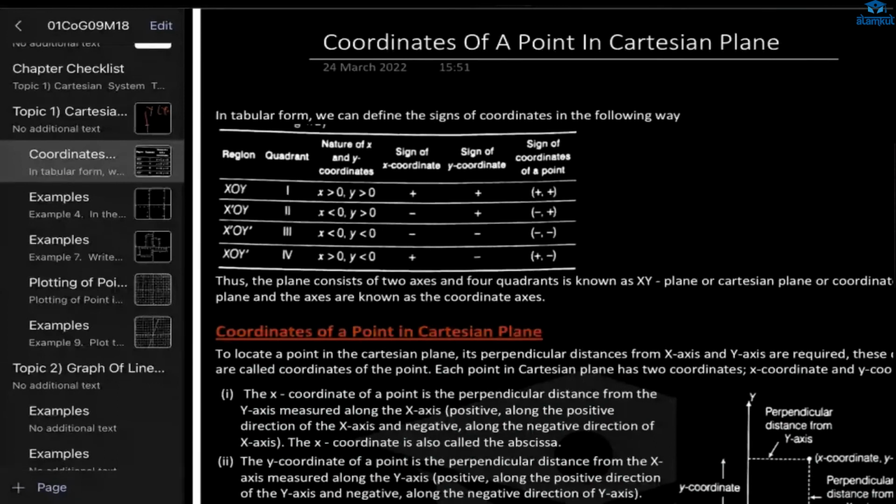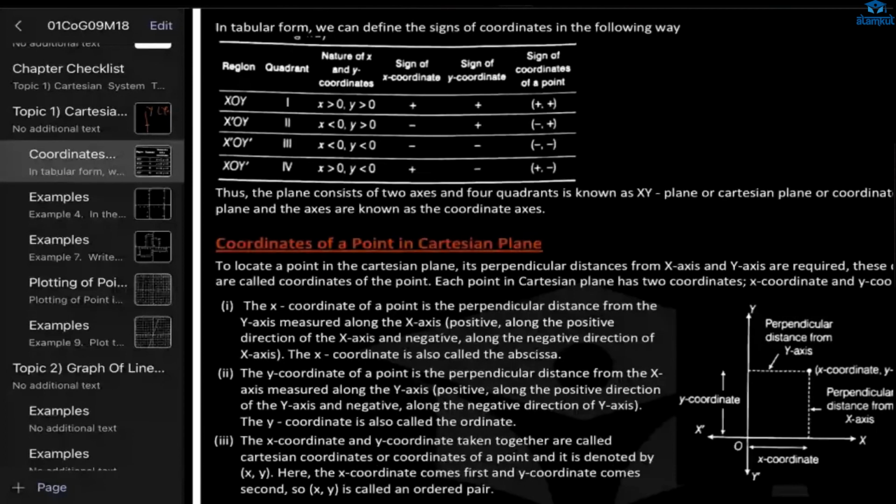Minus plus. X'OY' is the third quadrant: x is less than 0, y is less than 0. Minus minus, because both the values are negative, both less than 0. XOY' is the fourth quadrant: the x value is greater than 0 because x is positive, and y is downward, so it is negative and will be less than 0. Okay, plus minus.